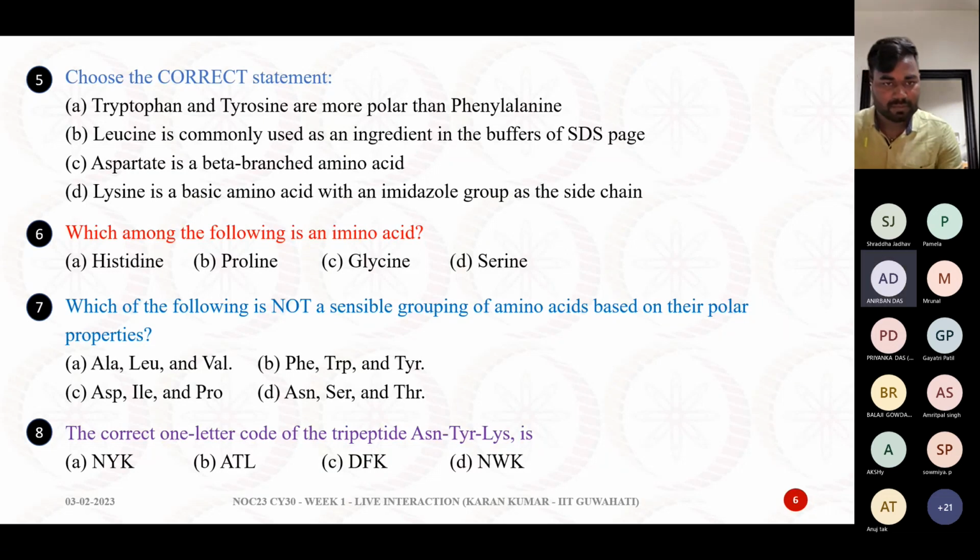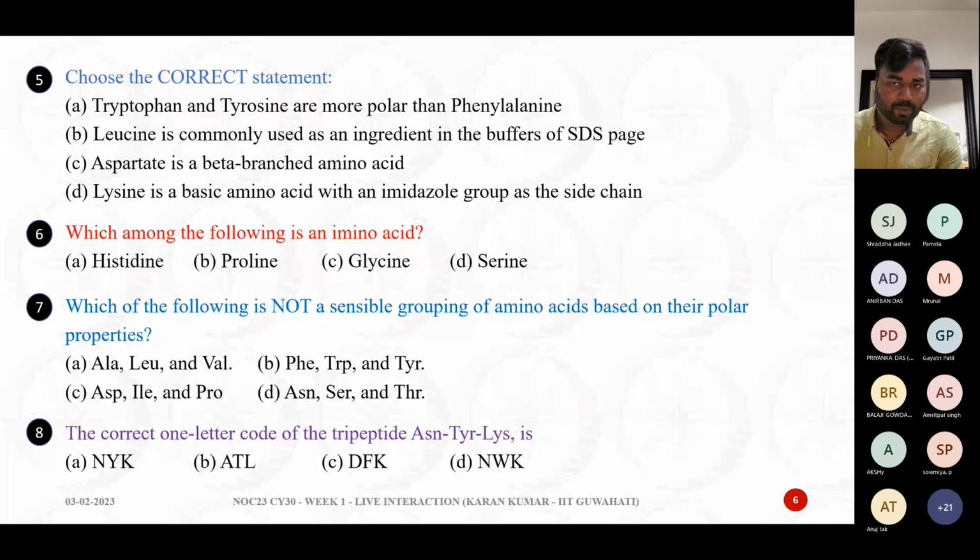So for tyrosine, I know that it has an OH group, so that makes it more polar than phenylalanine. And what about tryptophan? It contains carbon and hydrogen. If it only contains carbon and hydrogen, then this will be also similar to phenylalanine. What is the difference between tryptophan and phenylalanine then?